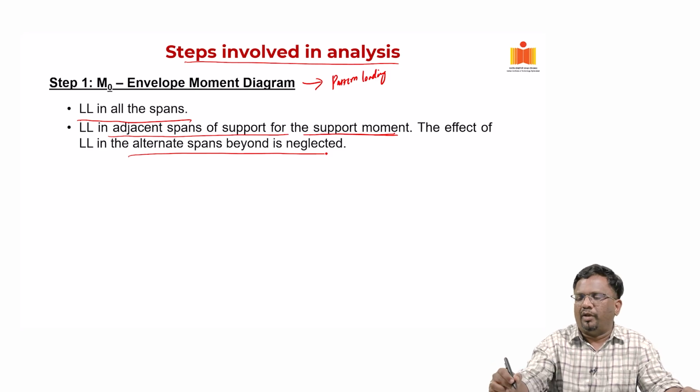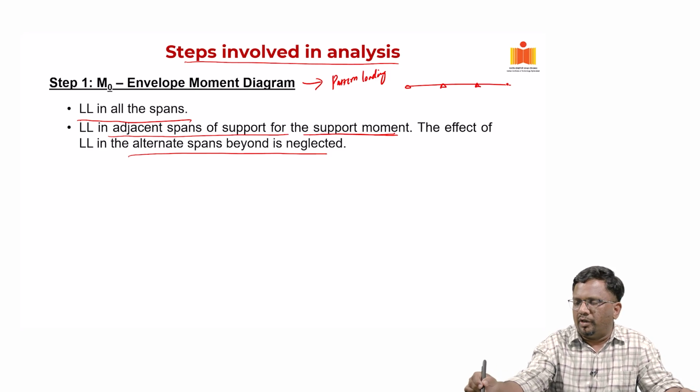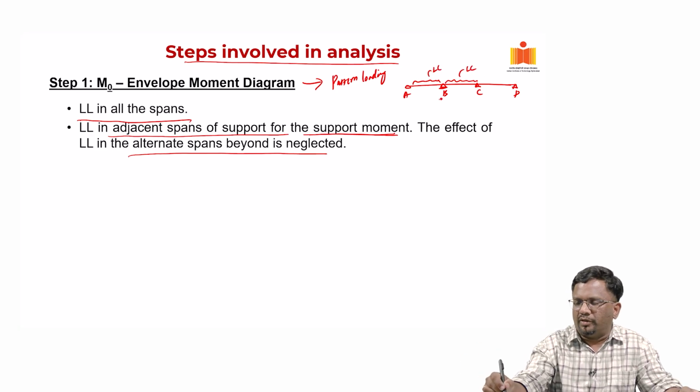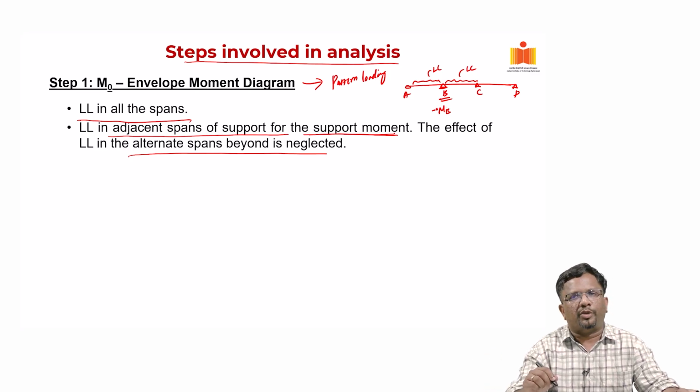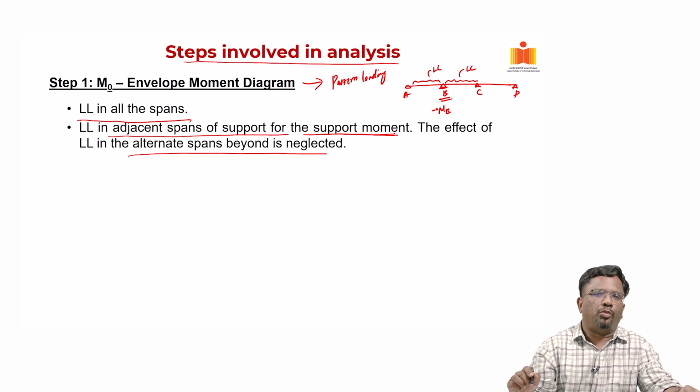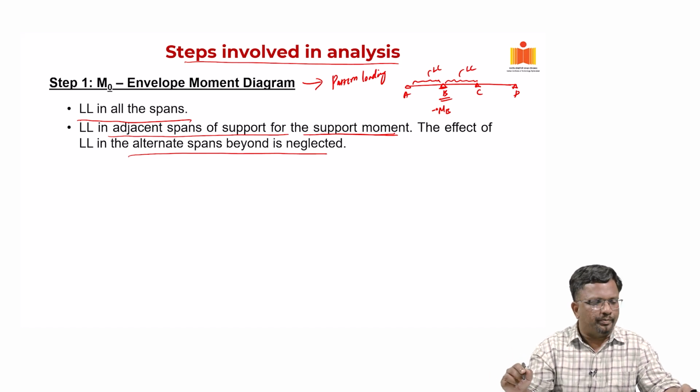For example, I have multiple supports like this. If I am trying to calculate only at this location, let us say A, B, C and D, then I load only this and this span with live load, right. This is for the negative support moment MB. So, this is how we load it, and then we consider the moment profile.